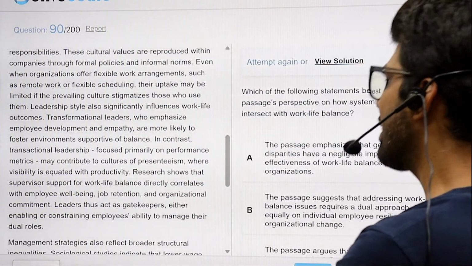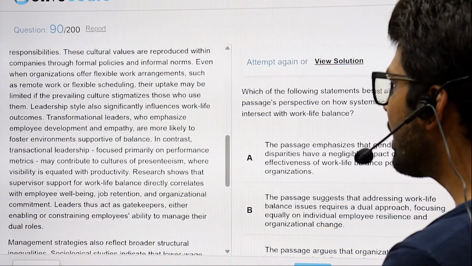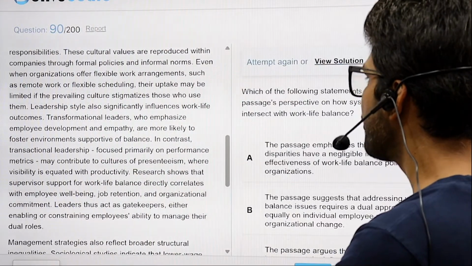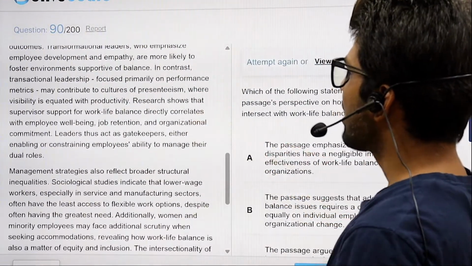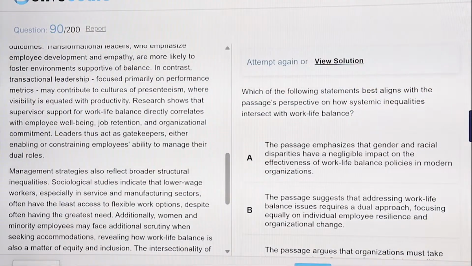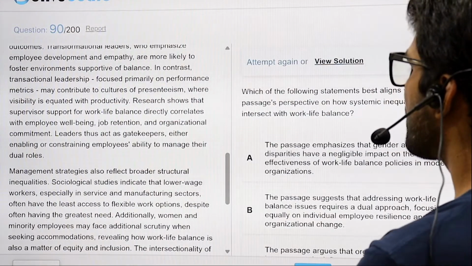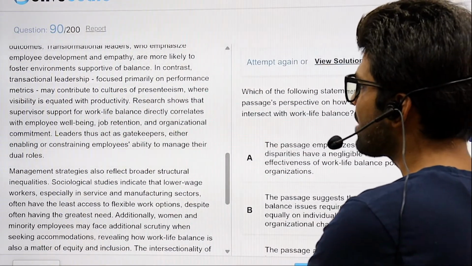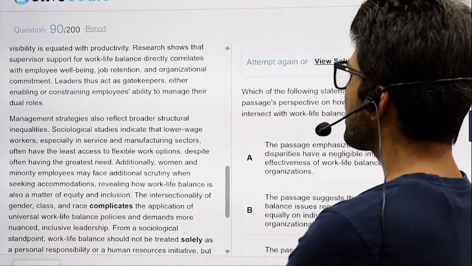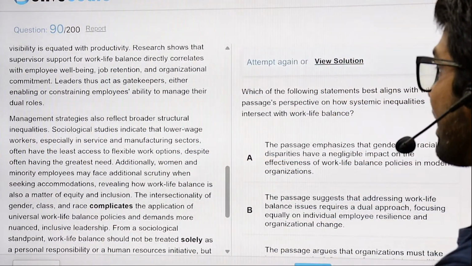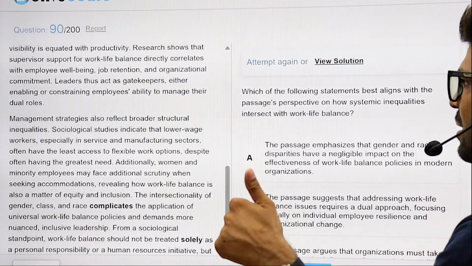Leadership style also significantly influences work-life outcomes. Transformational leaders who emphasize employee development and empathy are more likely to foster environments supportive of balance. In contrast, transactional leadership, focused primarily on performance metrics, may contribute to cultures of presenteeism, where visibility is equated with productivity. Research shows that supervisor support for work-life balance directly correlates with employee well-being and job retention and organizational commitment. Leaders thus act as gatekeepers, either enabling or constraining employees' ability to manage their dual roles.